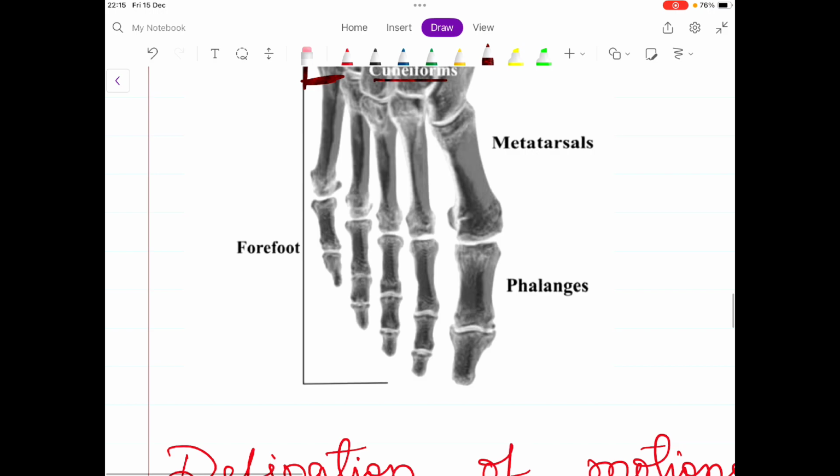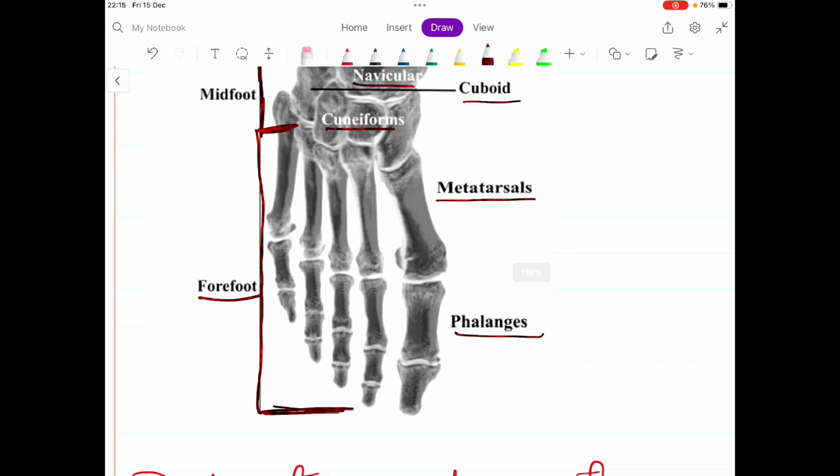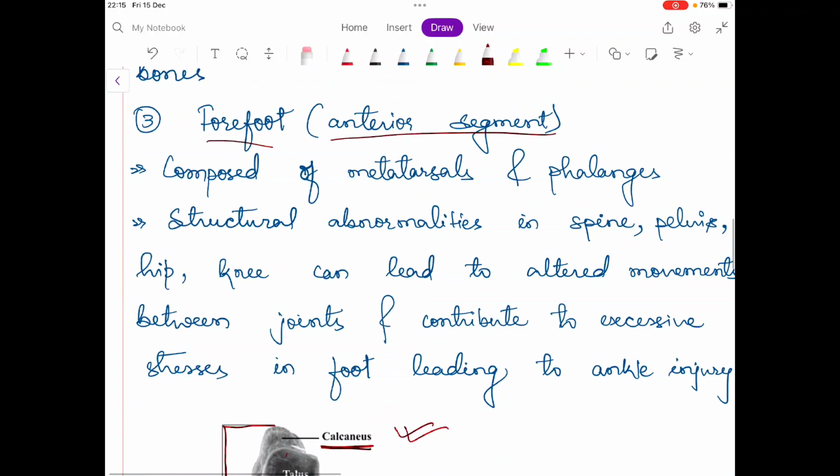The last one is the forefoot and it is composed of the 5 metatarsals and the phalanges bones. So it is composed of this much area of the foot. So this is the simple diagram of the foot, as you can see here in this video.